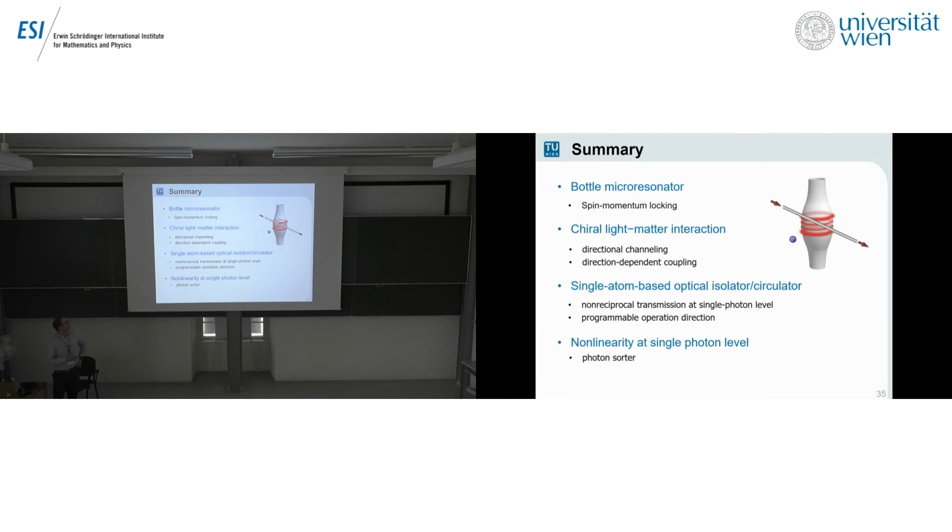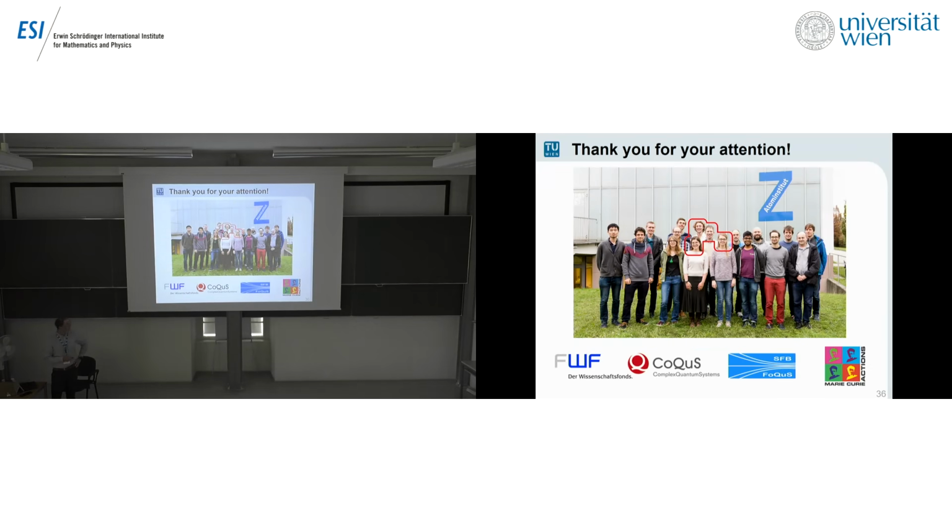If you now have this spin-momentum locking and couple it to a polarization-dependent scatterer, you get this chiral light-matter interaction where you get direction channeling and direction-dependent coupling strengths. I've shown you how you can use this to realize non-reciprocal devices, where we have shown non-reciprocal transmission at the single photon level. We also demonstrated that we can change the operation direction, and we also have shown some nonlinear behavior, which can be used for photon sorting. With this I would like to thank you for your attention and show you the people that were involved in these experiments. So, thank you.